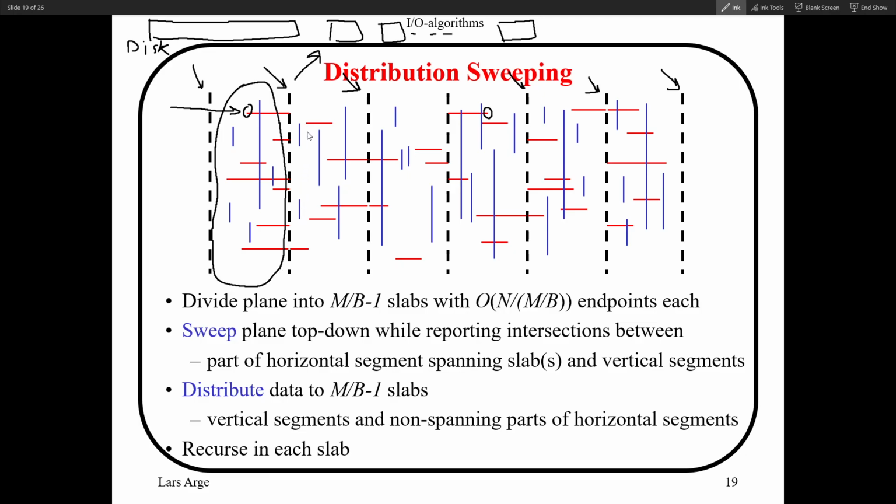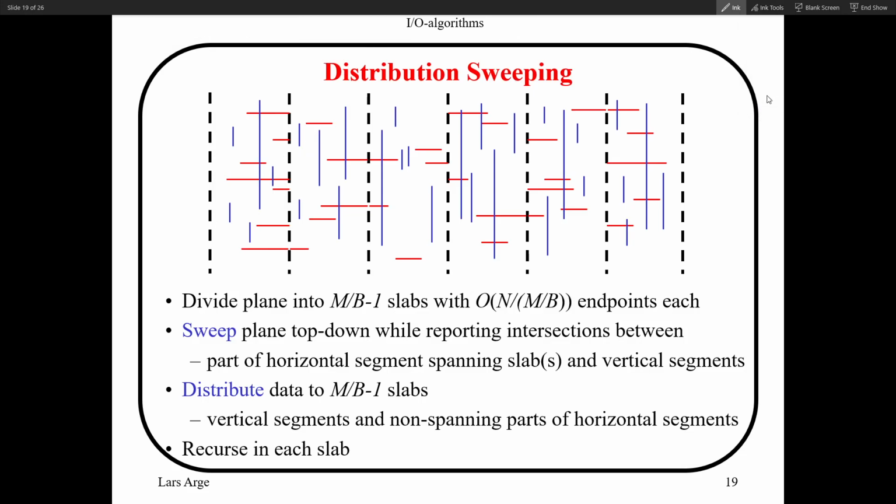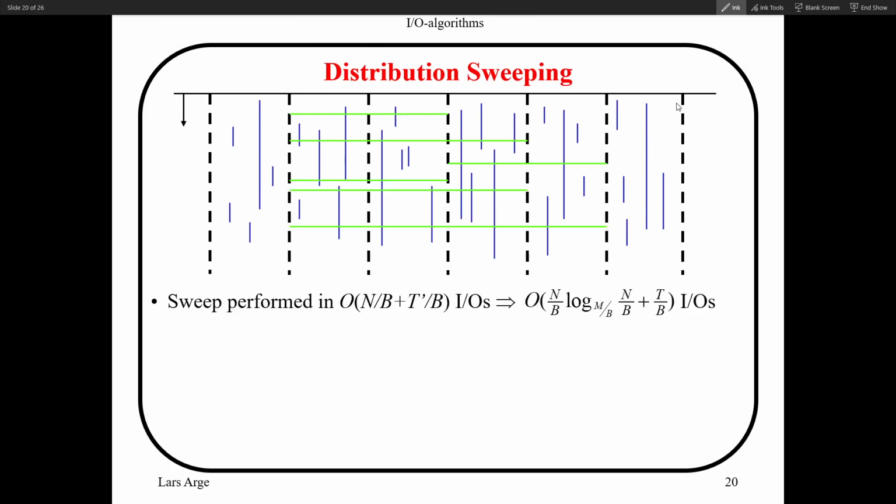So all of these pieces in this slab, for example, can go to this part of the input. Everything over here can go to the next subproblem and so on. And of course, all of them will be placed on the disk. So this is distribution. Then we recursively solve the problem inside every slab, so we find all these intersection points inside every slab. And now we are almost done, except for the part of finding the green intersection points. And the idea here is that we want to do this using a sweep line approach.